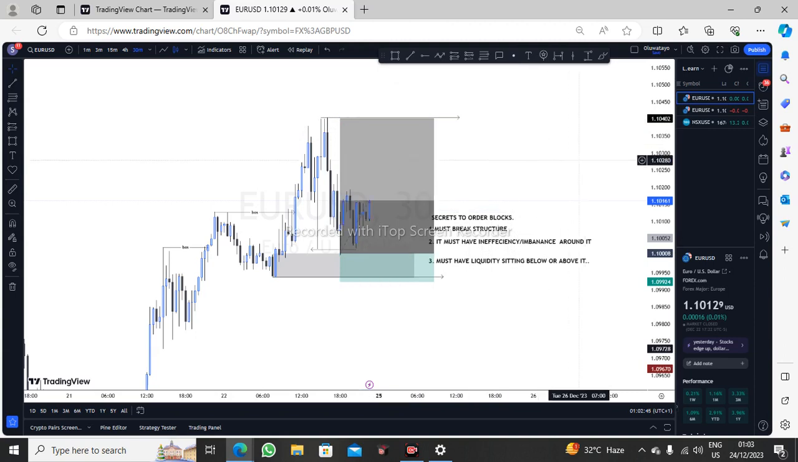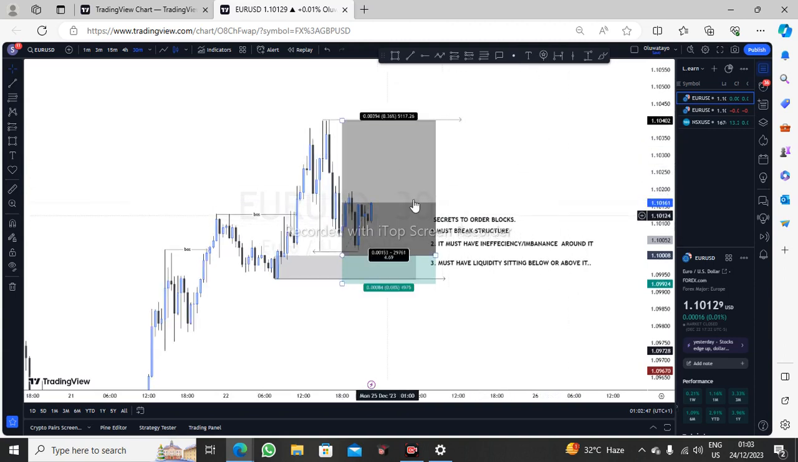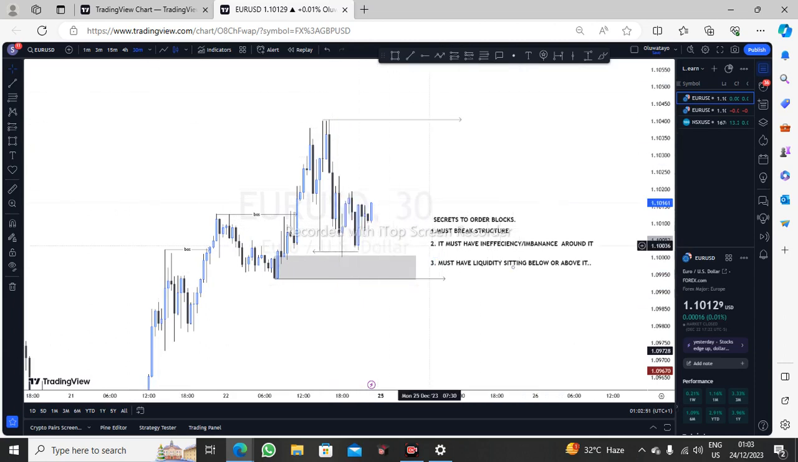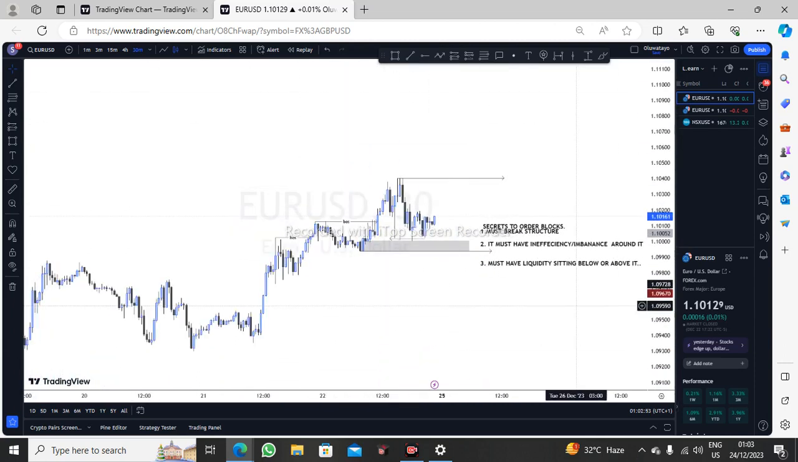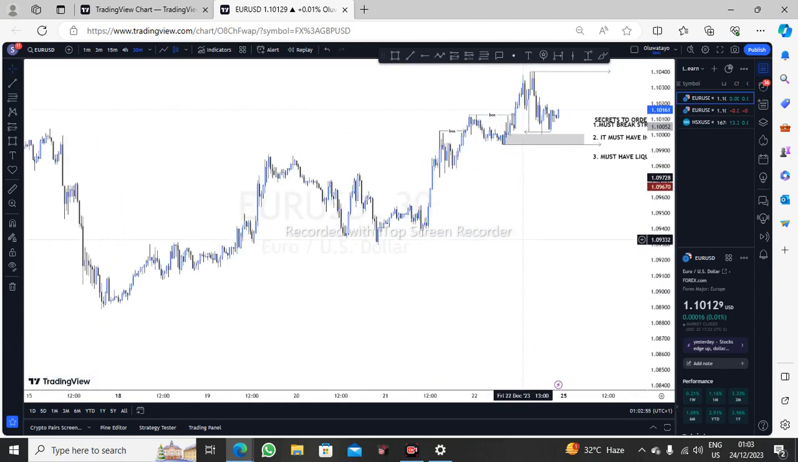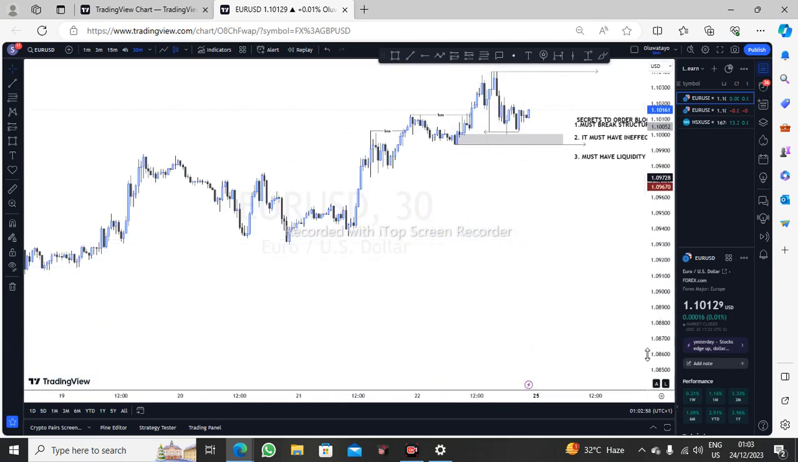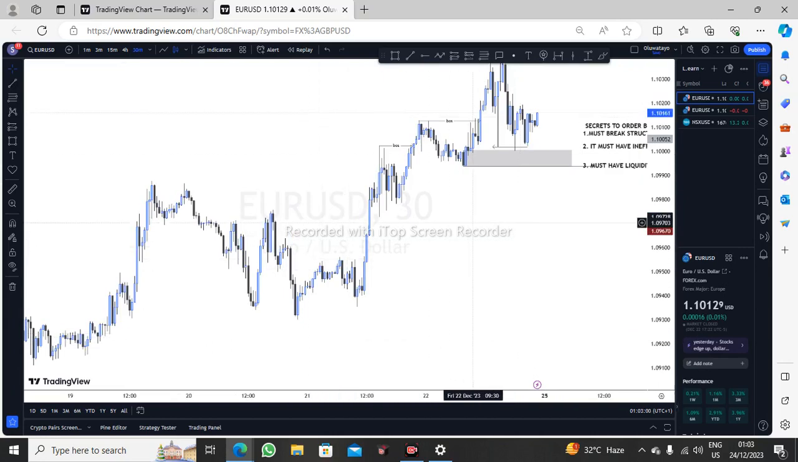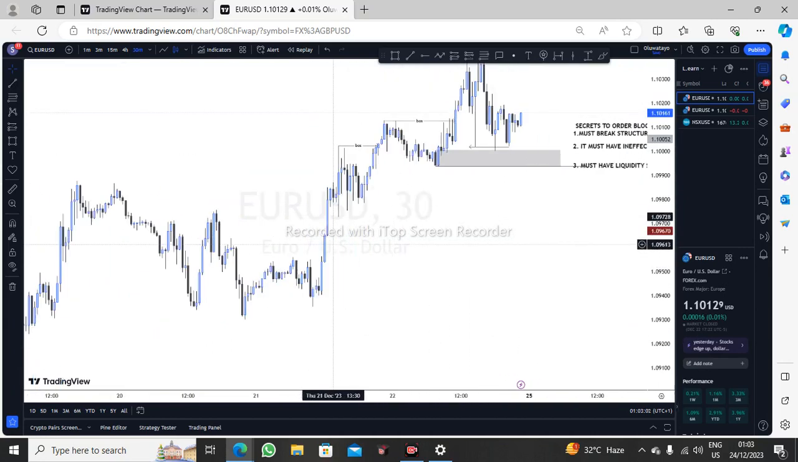Yeah, just like so. So we expect price to deliver like so, targeting this high. So we all understand how order blocks are formed and how we can identify order blocks. Now what do I say? An order block must break structure.